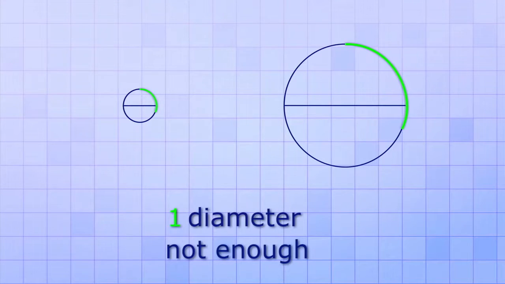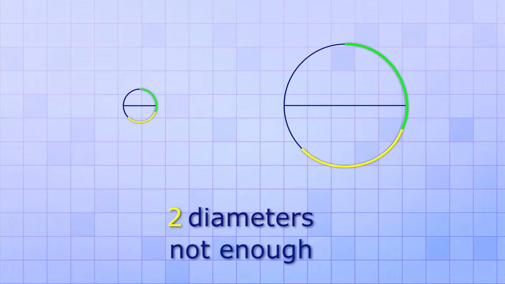Well, to figure that out, have a look at these two circles, one big and one small. We're going to imagine that our circle's diameters are flexible like a piece of string, and that we can wrap them around the outside edges, circumferences, of the circles. So for each circle, if we start at the top and wrap the diameter around the circumference, we see that one diameter is not enough to go all the way around. So let's get another diameter and keep going where the first diameter stopped. Two diameters still isn't enough to go all the way around. It looks like we're going to need to get a third diameter and keep going.